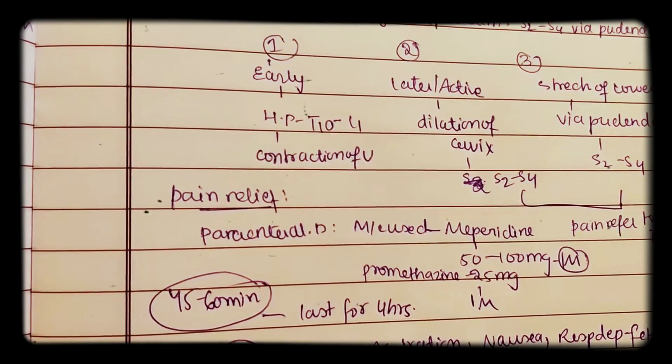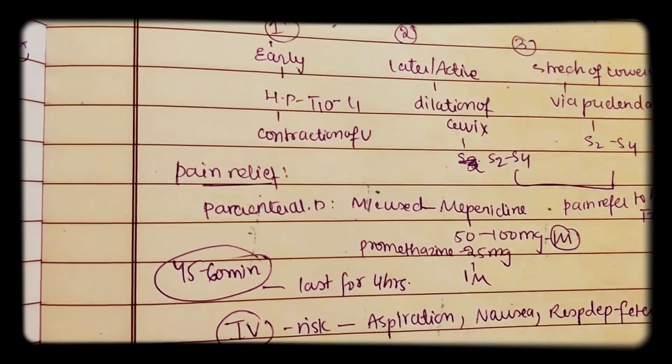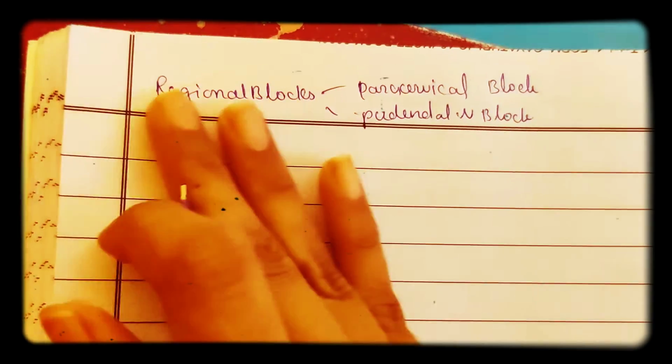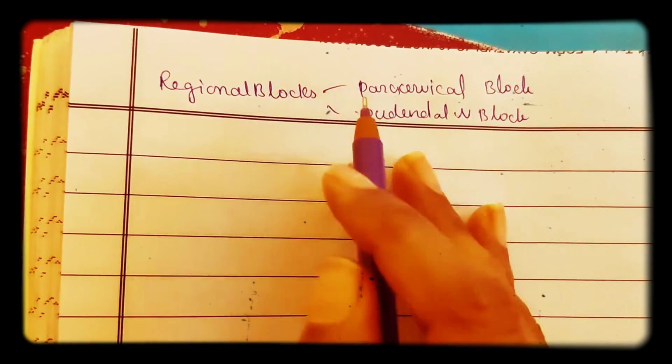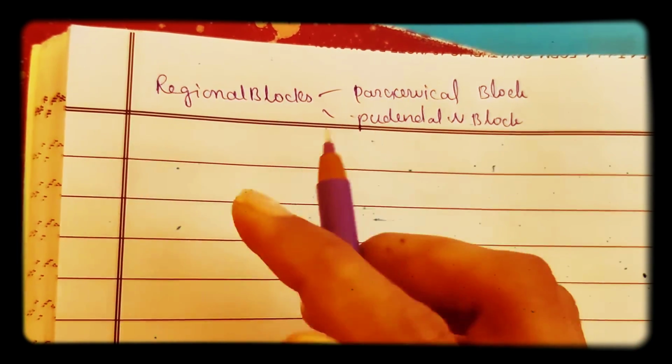Now coming to another type of drugs which relieve the pain, which is regional blocks. So you can see here the regional blocks are divided into two types. One is the paracervical block, one is the pudendal nerve block. So let us discuss each of them.